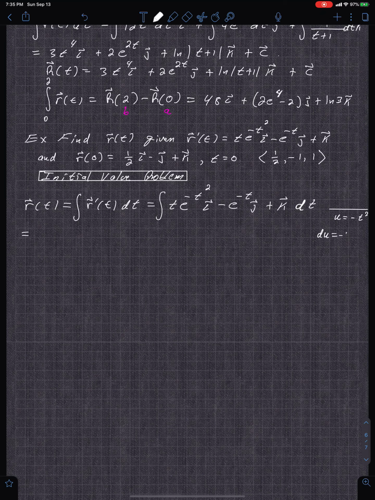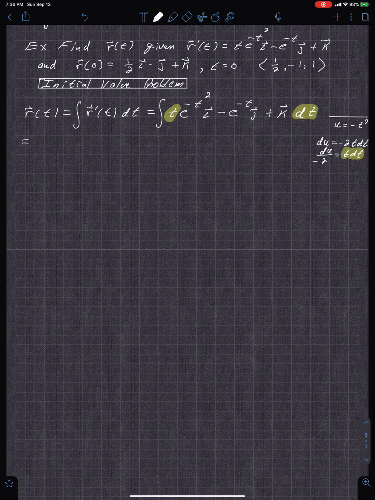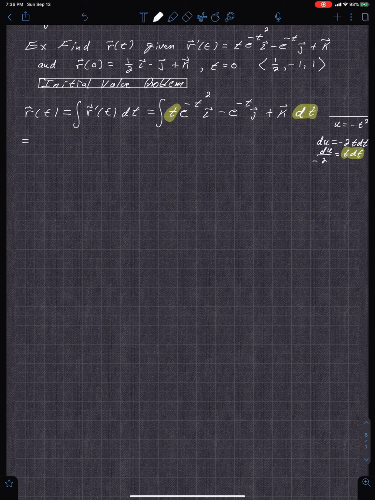du is negative 2t dt. So you get du over negative 2 is equal to t dt. So your t dt is right here. Well, it's not there. Oh, here it is. You just do it individually, of course, and then you integrate with the u in there, you just get e to the u. Okay, so check that stuff out. I don't have time to go through all those little details, of course, so you can check it out.